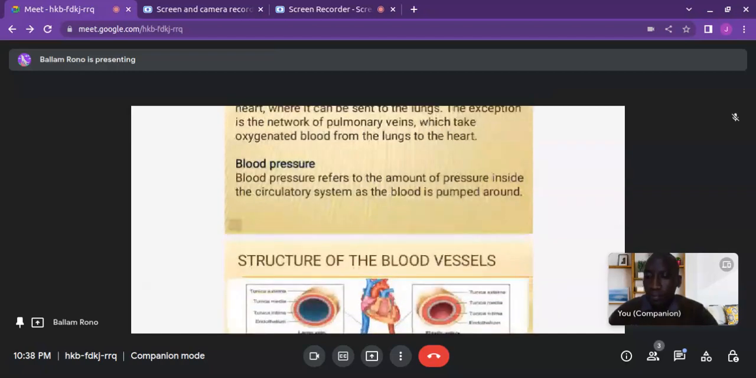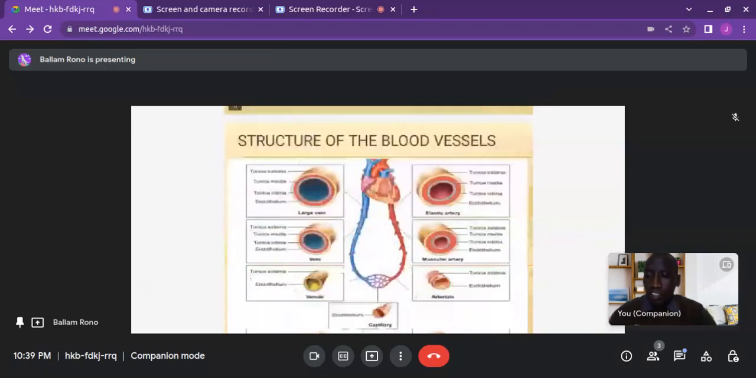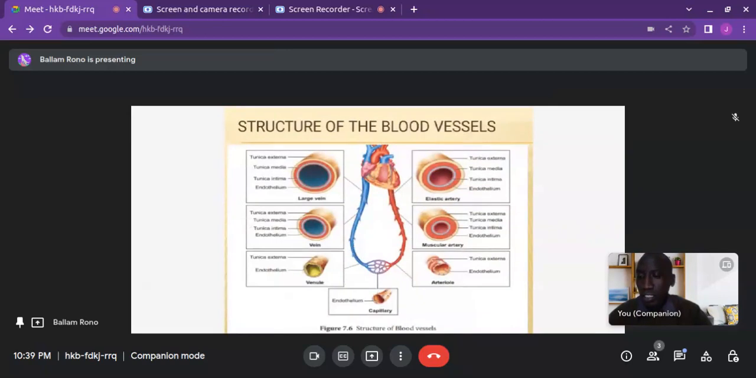Then we have the control of blood pressure. Blood pressure refers to the amount of blood inside the circulatory system as the blood is pumped around the body. Then we are going to look at the structures of the blood vessels. As you can see on the slides, we have the large vein, which has some layers. Then we have the vein and the venule. Then we have the large vessels like the elastic arteries, and we have the muscular artery and the arteriole.